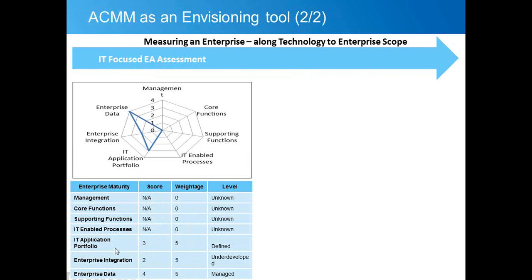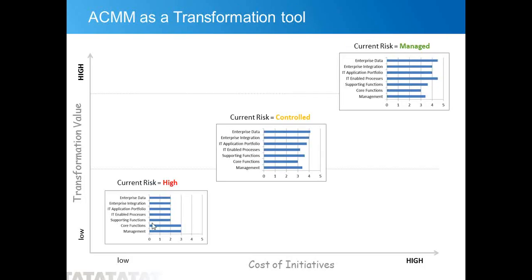As a transformation tool. We talked of envisioning. So how do you envision? And now comes the question of, now that you have envisioned, how do you do the transformation? In order to do the transformation, you need to look at the various dimensions. You need to look at where in the quadrant it fits, and you also need to look at the risk that the enterprise carries by being in that state, and that is what the current risk is all about.